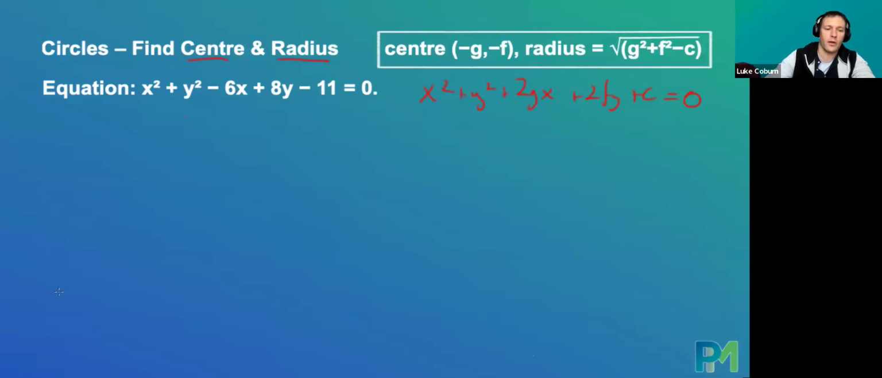Okay, so what I'm going to do is directly underneath this, plus y squared, I'm going to write plus 2gx plus 2fy plus c is equal to 0. And I'm going to be able to extract from this that 2g is equal to minus 6, 2f is equal to 8, and c is equal to minus 11. You see how easy I make life for myself if I'm doing this in a methodical way.